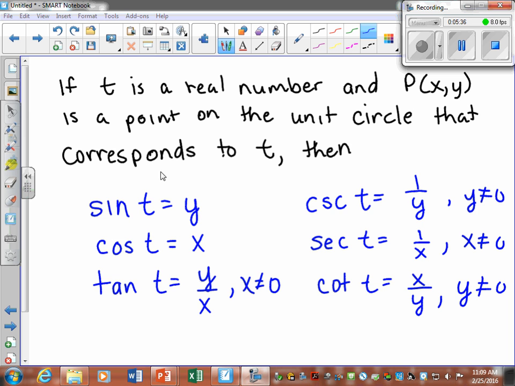So sine of t and cosecant of t are reciprocal functions of one another, as well as these two are reciprocals, and then tangent and cotangent. That helps when you memorize, because if you memorize this side, then you can use that to help you figure out the other trig functions.